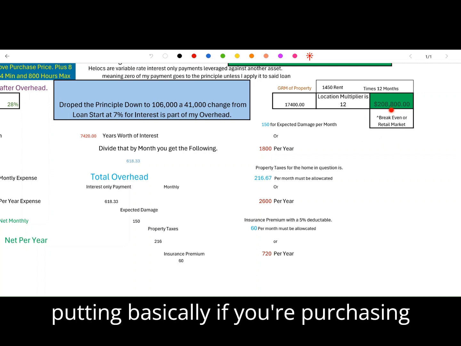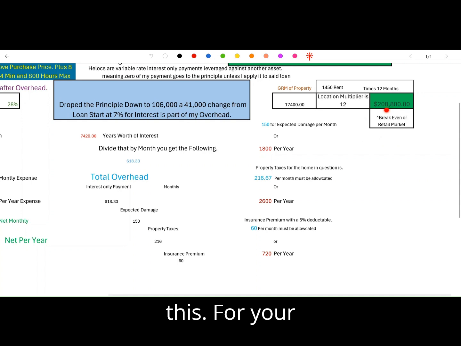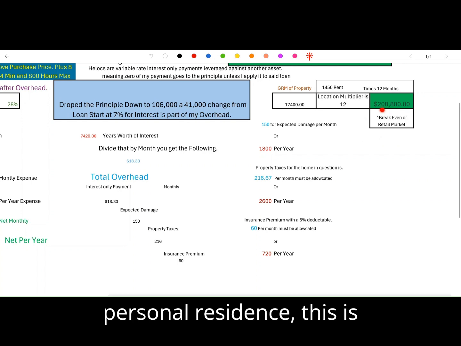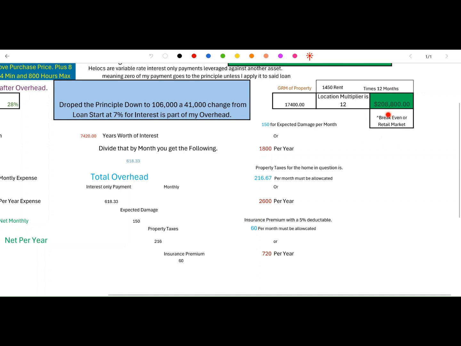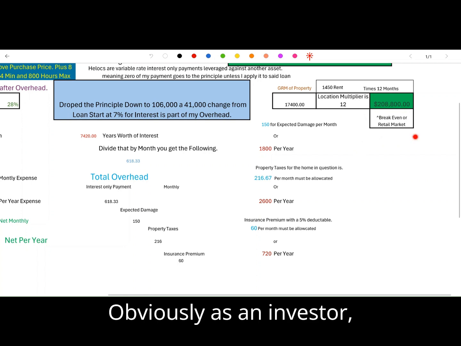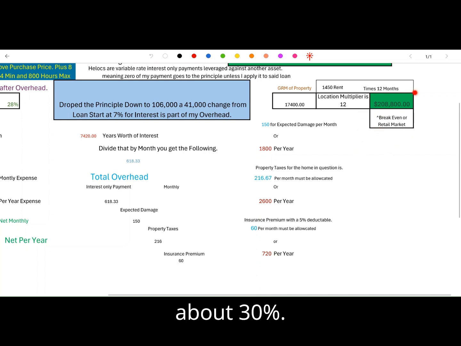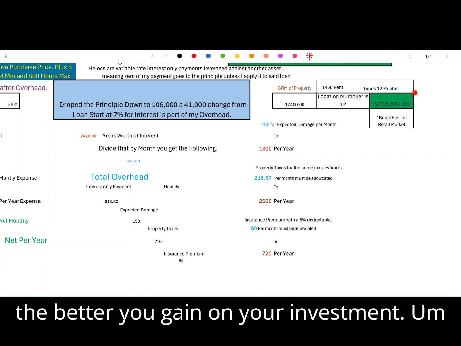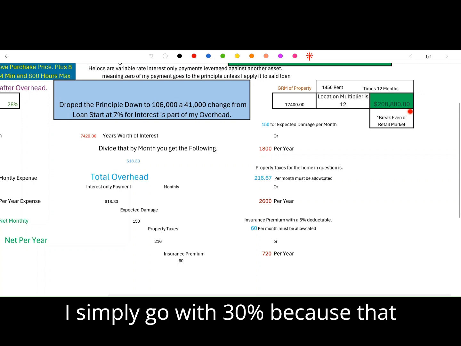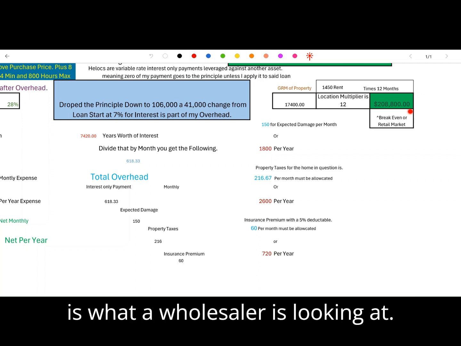If you're purchasing this for your personal residence, this is roughly what you might pay to have the property. Obviously, as an investor, you want to knock that down by about 30%. Obviously, the more you knock it down, the better you gain on your investment. I simply go with 30% because that is what a wholesaler is looking at.